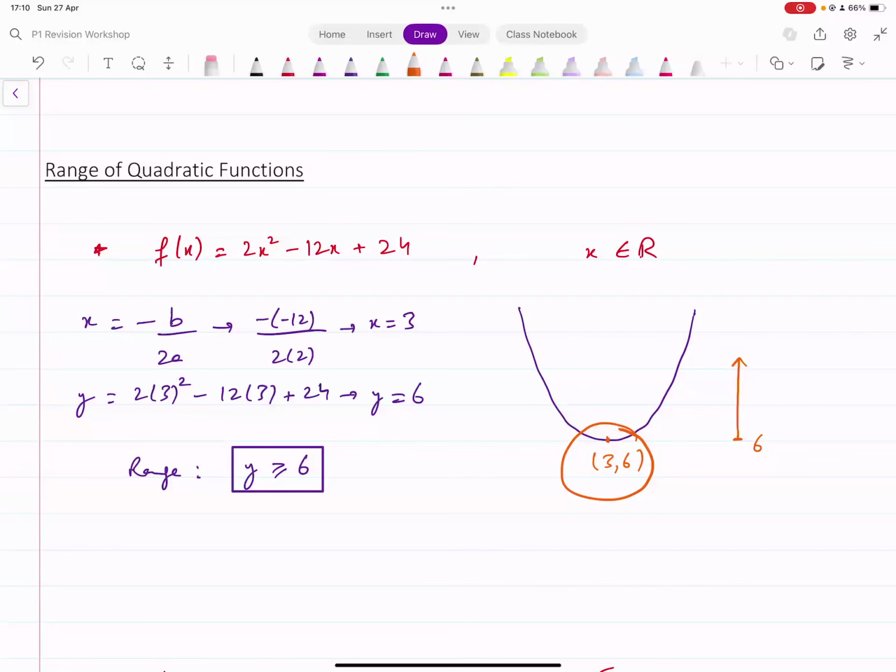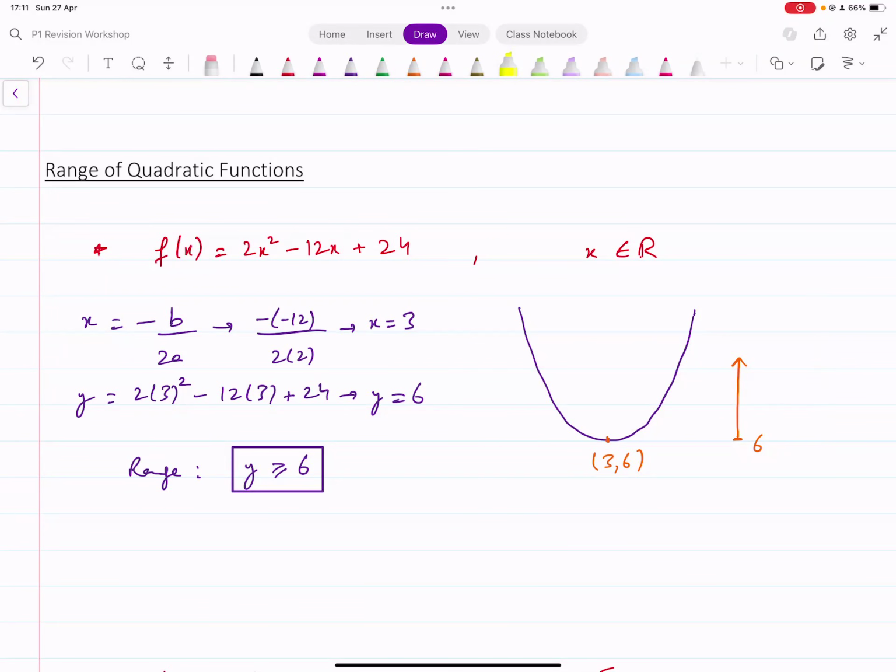Now, since x could be any real value, it could be all real values. What that means is, on this graph, you think about it, what's the lowest point on the graph? The lowest point of the graph is 6. On the upper side, there is no limit. The value of y could go up to infinity. So we say the range of this function is y greater than or equal to 6. That's the range of this function.